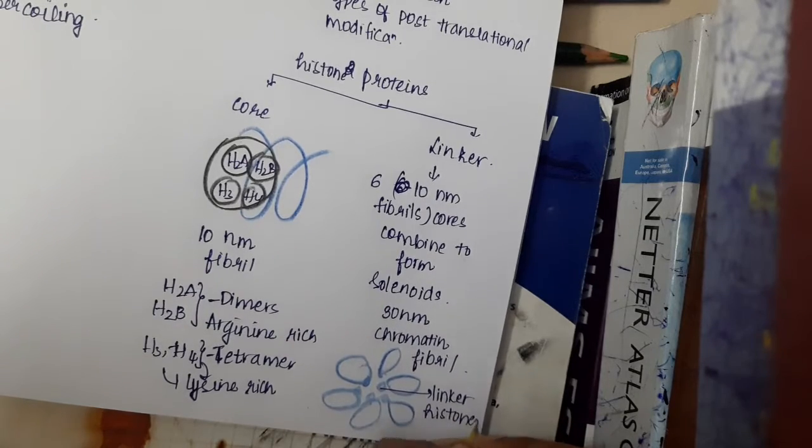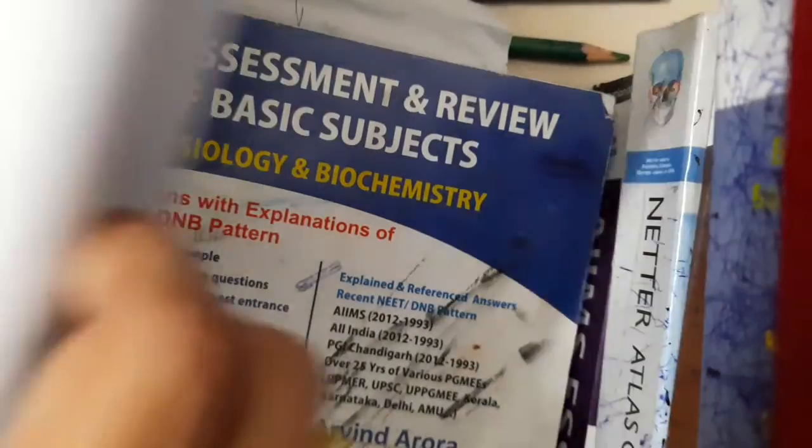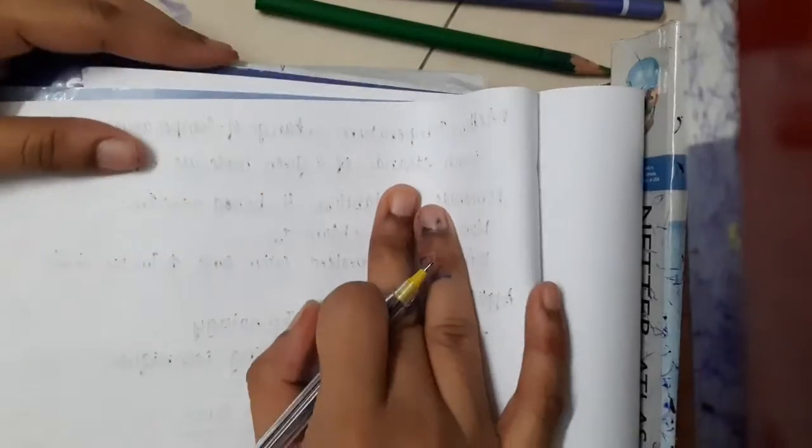Okay, so now we will see the 10 nanometer chromatin fibril once again. We see that the double helix DNA is 10 nanometer and the 30 nanometer chromatin fibril, and this is how it is bound. It consists of nucleosomes separated by a linker DNA.